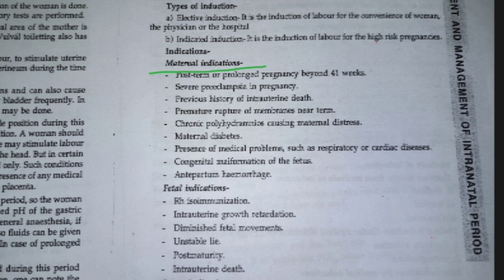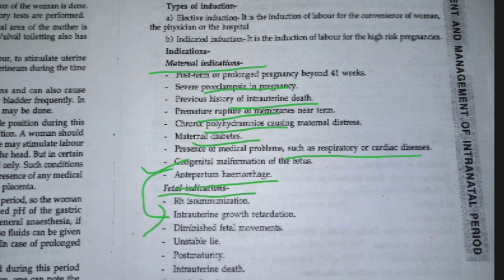For example, preeclampsia, polyhydramnios, premature rupture of the membrane, or any previous history of death of the baby inside the womb, if the mother has diabetes or any heart or reproductive system problems, or antepartum hemorrhage, that is bleeding before the birth. Congenital malformation of the baby is actually a fetal indication, it's not here. This is maternal indication. Fetal indication is the conditions seen in the fetus.